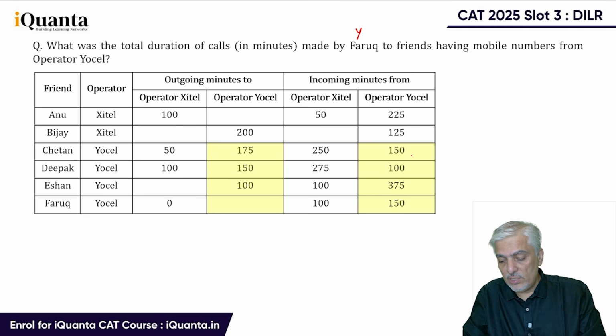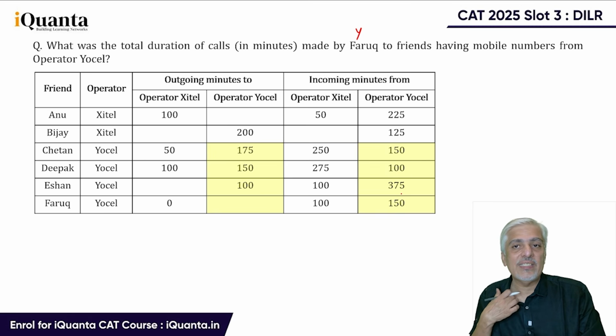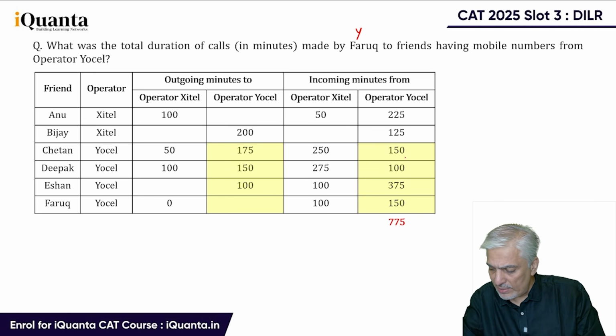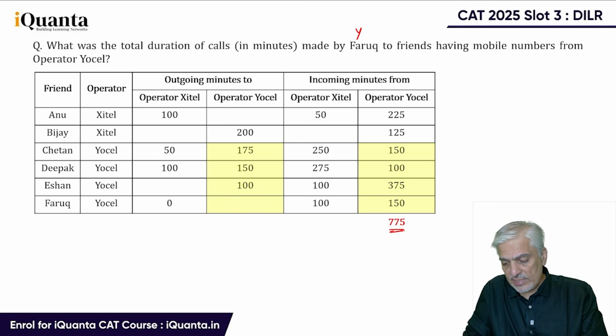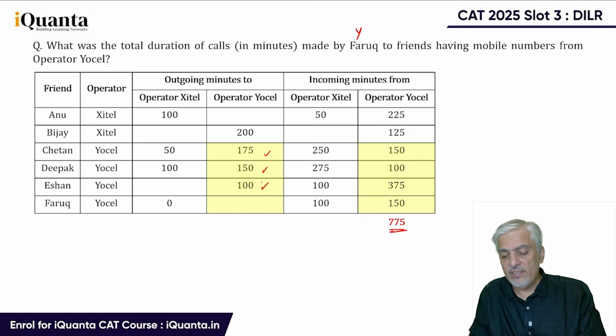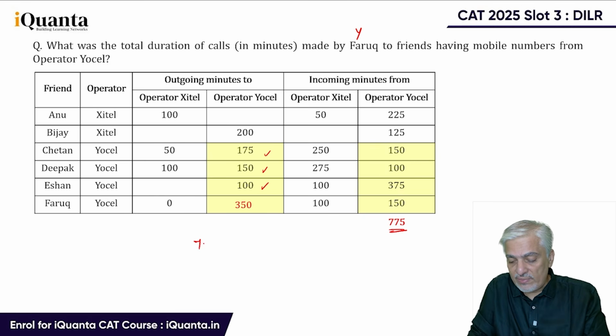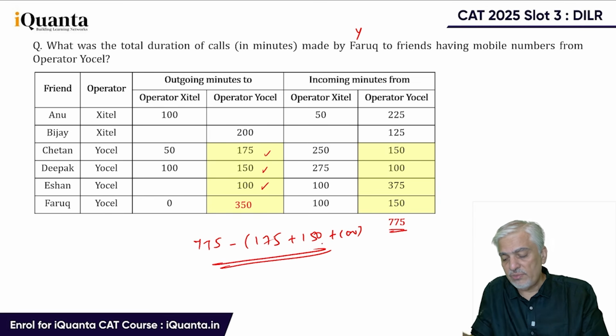So, the total over here is 150 plus 100 plus 150 plus 375. That's 450, right? 450 plus 75 is 525. 525 plus 300 is 825. 775, I made some mistake. Sorry, that's 400. 400 plus 375 is 775. So, this is 775. Out of that, I already know this 175, 150 and 100. So, the balance will be, subtract and you'll get the answer 350. So, it's 775 minus 175 plus 150 plus 100. That was my answer, 350.